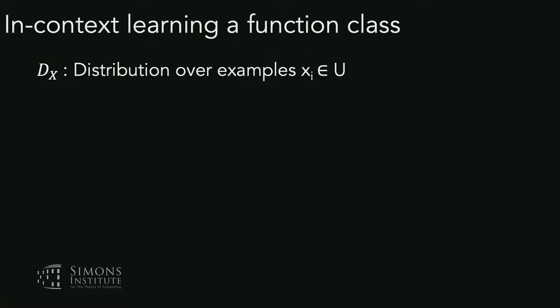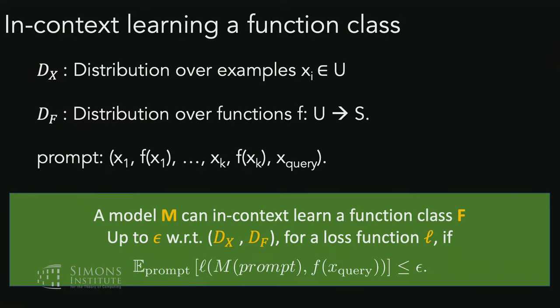Okay, so what does it mean to formally do in-context learning for some specific function class? We'll have some distribution, D_x, which is a distribution over examples. Think of these examples as maybe just vectors, or something else. We're going to have a distribution over functions, which map an example to some set.